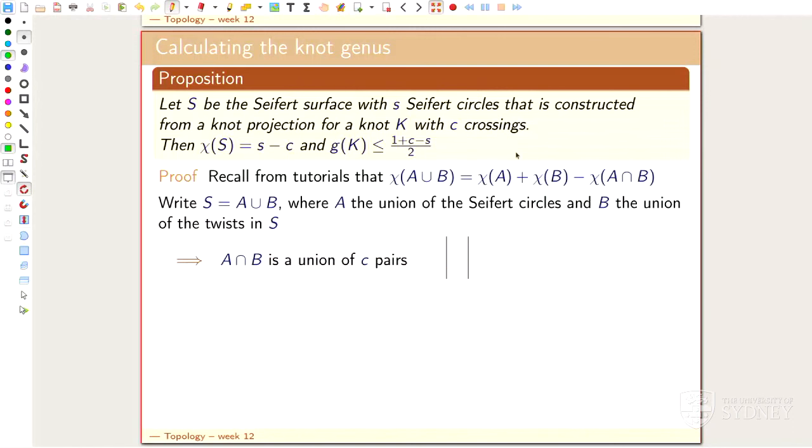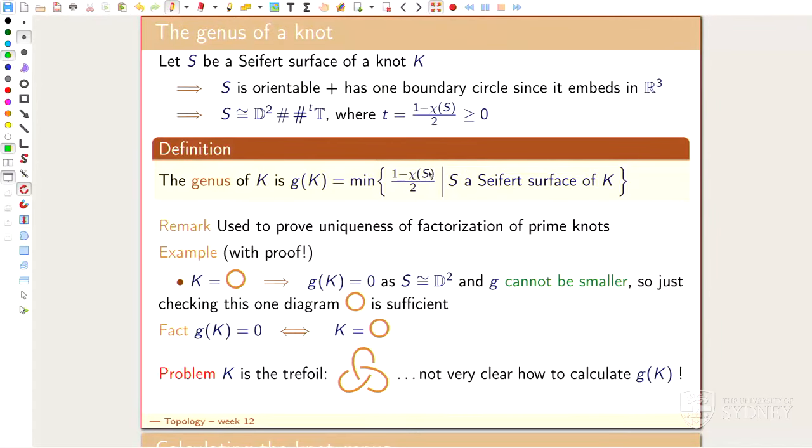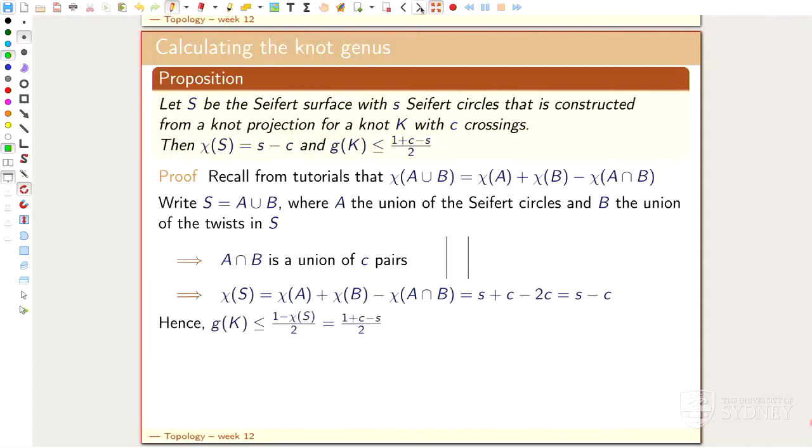Essentially, I sketched the proof, but it boils down to computing with the Euler characteristic. It boils down to the equation we had earlier, where you compute the Euler characteristic of the surface made of A, the circles, and B, the twists, and you get S minus C for the Euler characteristic. And the genus is 1 minus the Euler characteristic over 2, so we just put in S minus C and we get 1 plus C minus S over 2, really just putting it in. And the genus needs to be smaller than that because we just did it for one diagram. If you find one diagram, you minimize over all of them, so the genus needs to be smaller than that number. Hope that makes some sense.